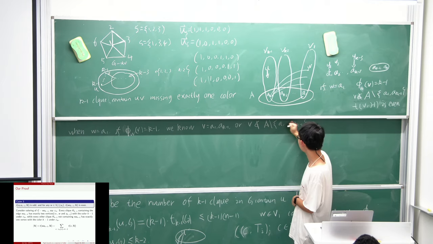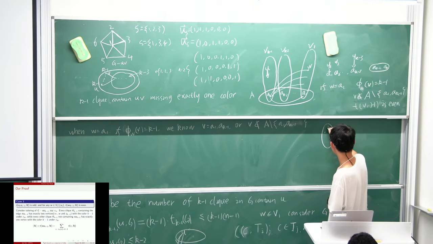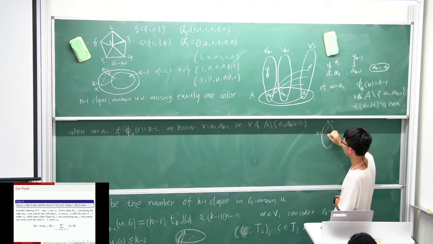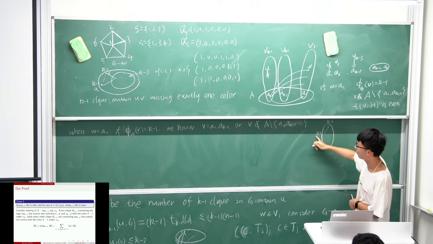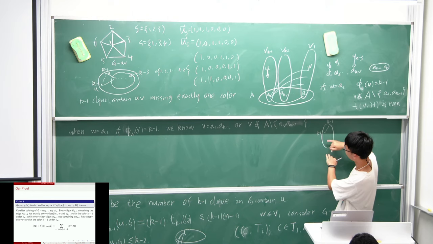Not these two vertices. Because we have a clique and we consider the clique, delete this edge, these two vertices with color k minus 1. So other vertices can't have the color k minus 1. This is what I want to say. Other vertices can't have the color k minus 1. So the V can't be other color, other vertex. And we know if V is not in the set A, the number is even. This is the observation.